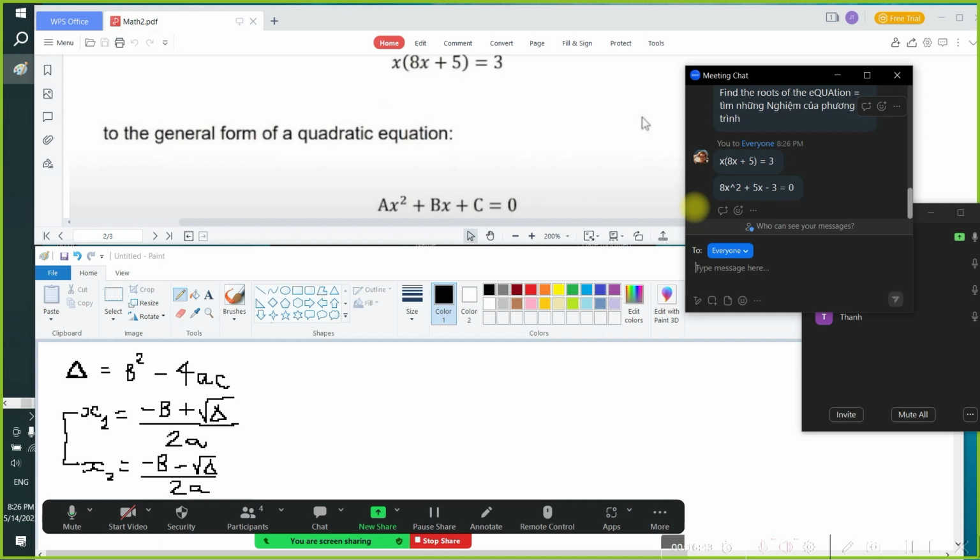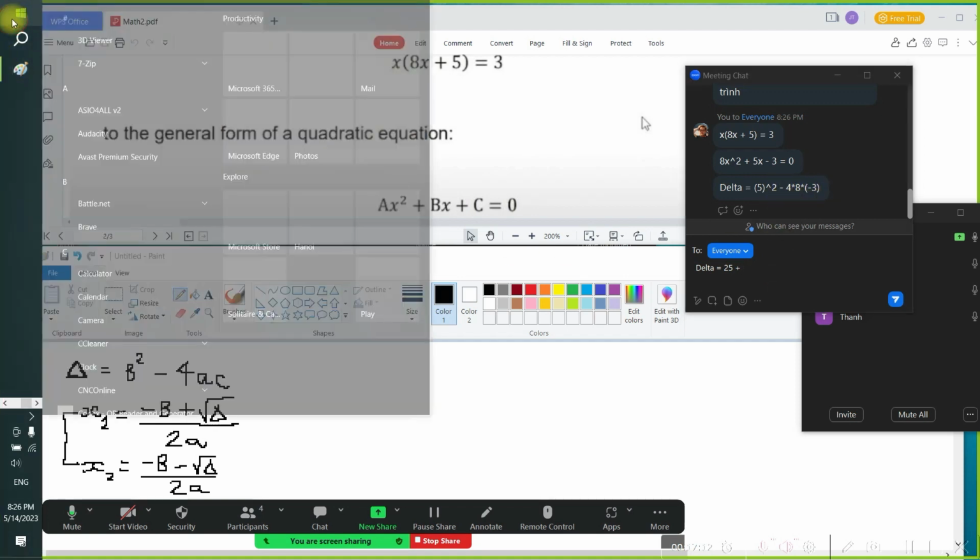So now delta equals b squared, where b is 5, so 5 squared minus 4 times a, which is 8, times c, which is minus 3. Be careful when you calculate this one. Don't make mistakes, okay? So it's going to be 25, minus of minus is plus, 8 times 3.